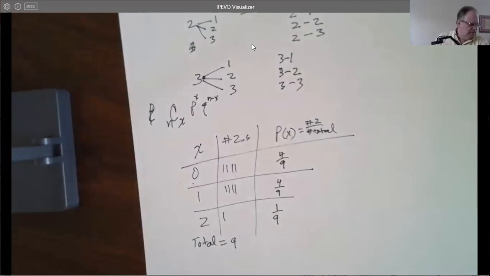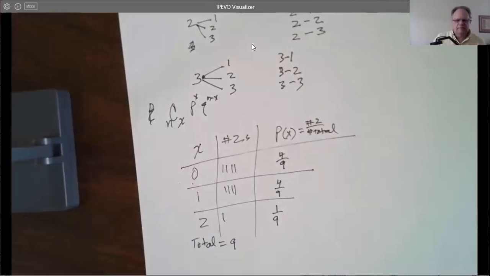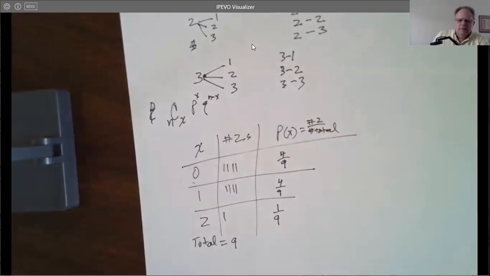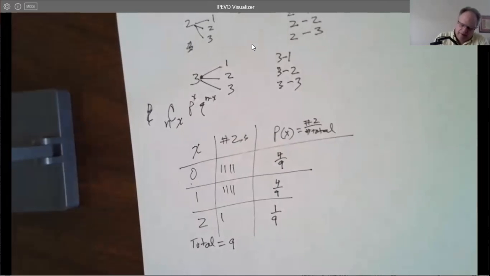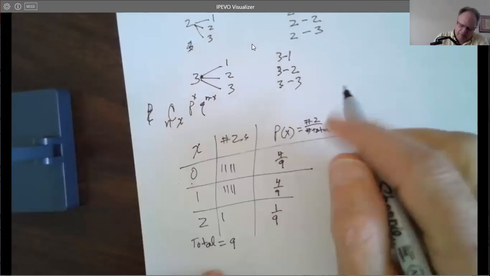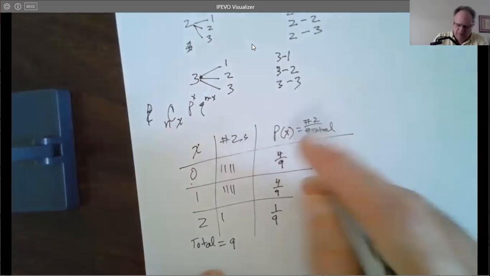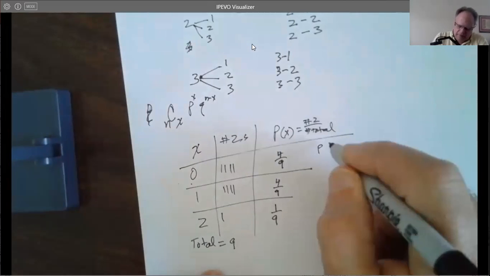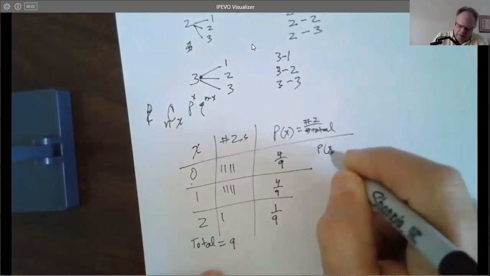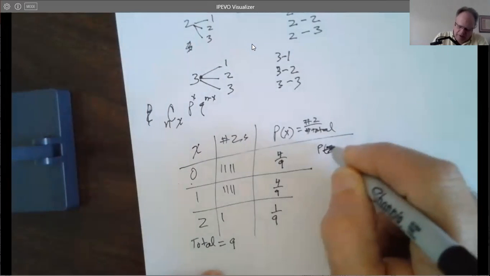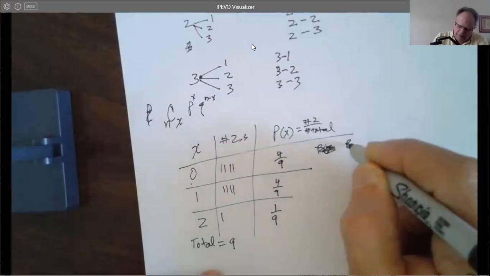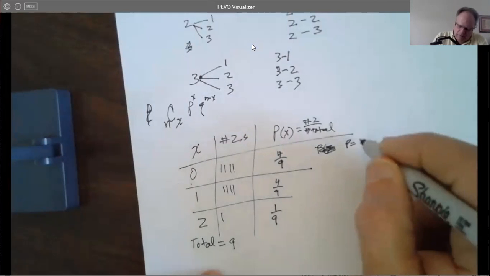We're working on lesson 11.4, binomial probability. All right, so that means our P for the number of twos that we could spin for X equal 0, our P for this first one would be 4 over 9.